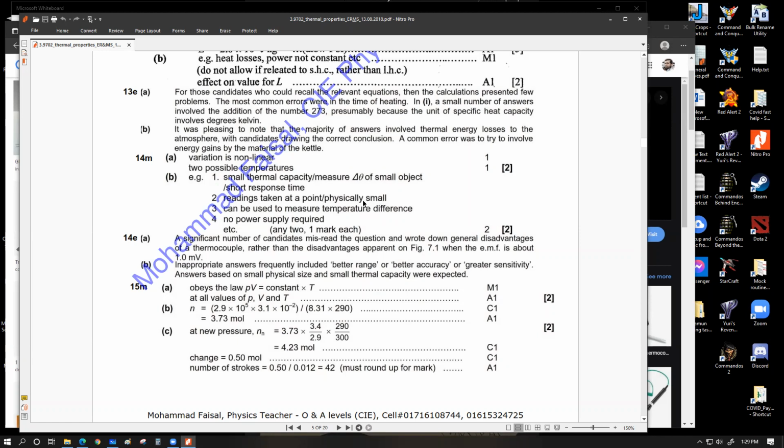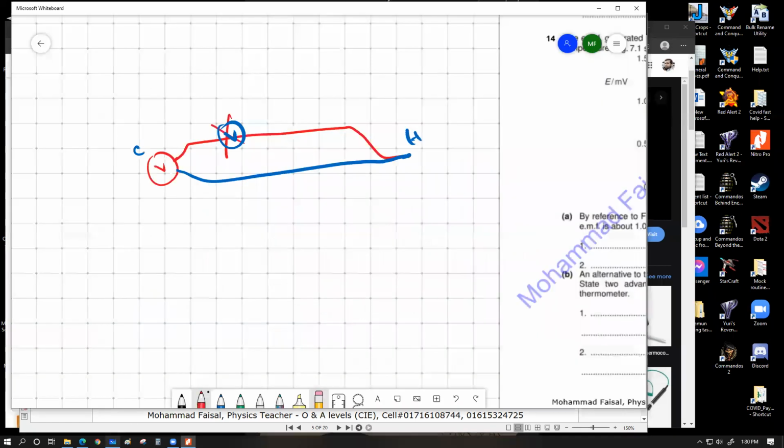And then, no power supply is required. This is also pretty interesting. A typical thermocouple thermometer actually produces a voltage of its own. So the way the thermocouple thermometer works, in the figure that I just showed you, there is the hot junction, there is the cold junction, and the temperature difference between these two junctions produces a voltage across the voltmeter.